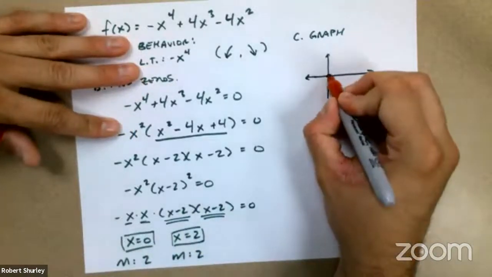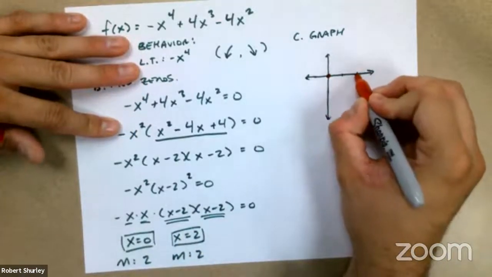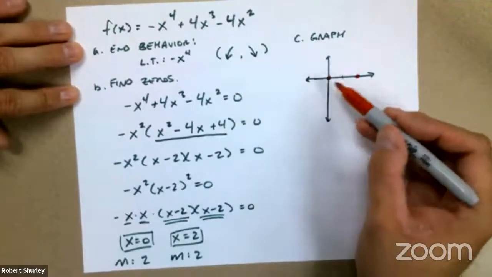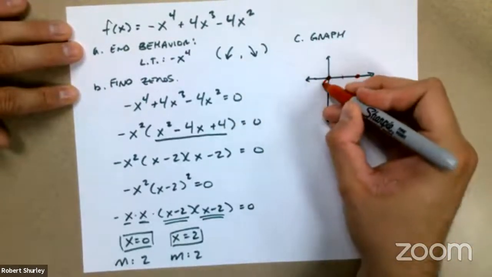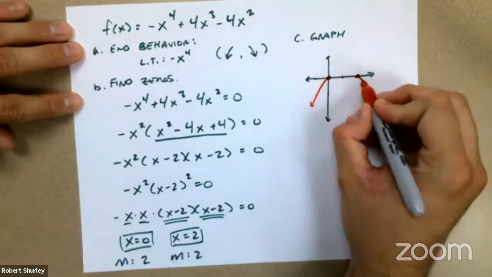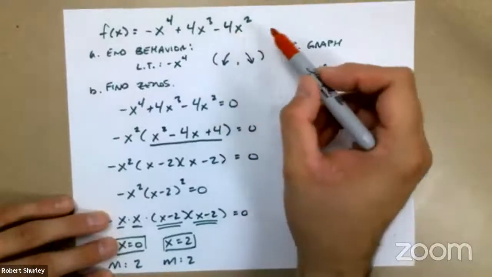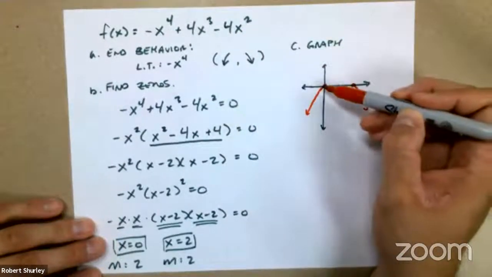So x equals 0 is right here. Let's do x equals 2 right here. I know my end behavior is down and down. So from these two zeros, I know I've got to go down and to the left and down and to the right. Okay? And notice I don't have a constant out here. That means that the y-intercept is 0.